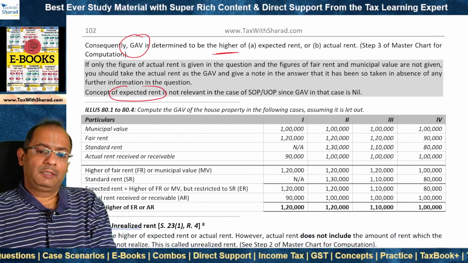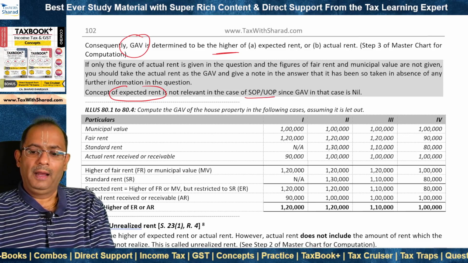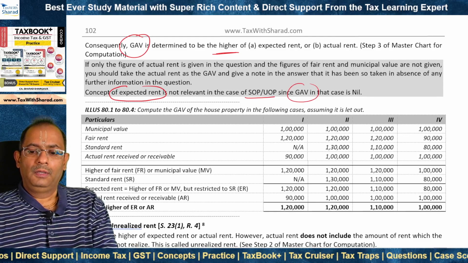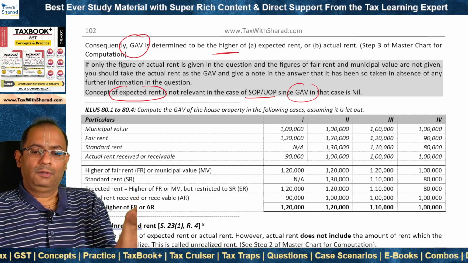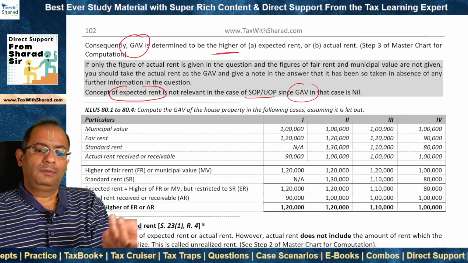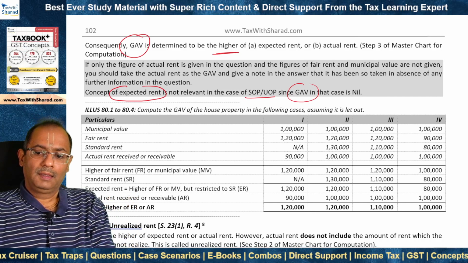Now the concept of expected rent is not really relevant in the case of SOP or UOP. Why? Because the gross annual value in that case is nil. In fact, the NAV is nil. Only the deduction on account of interest is provided. So the concept of expected rent is not relevant in that particular case.